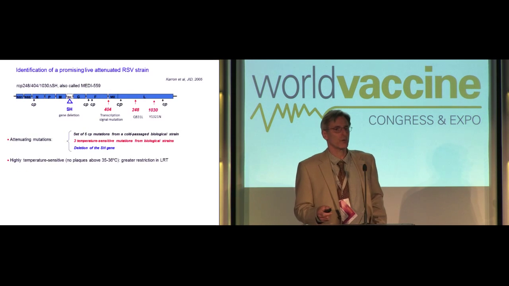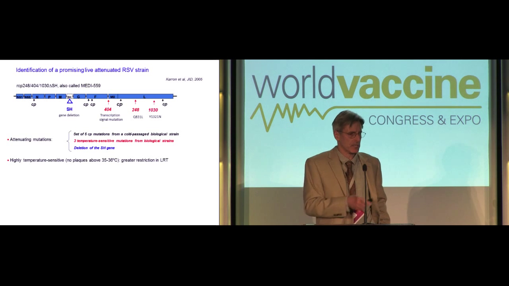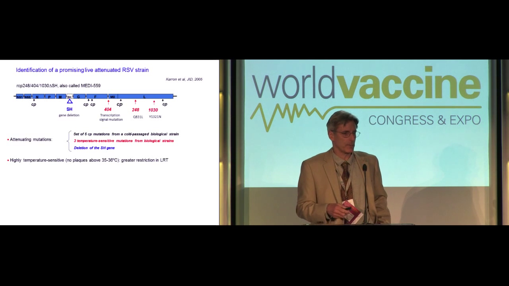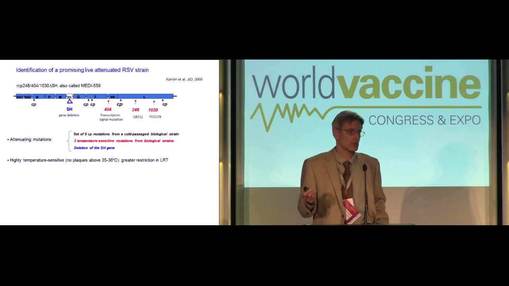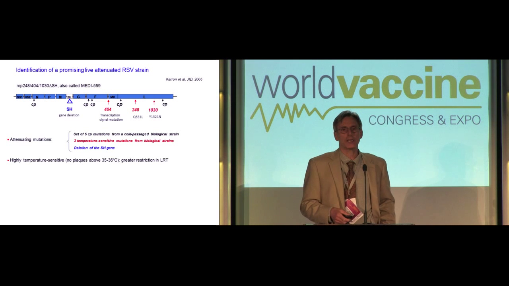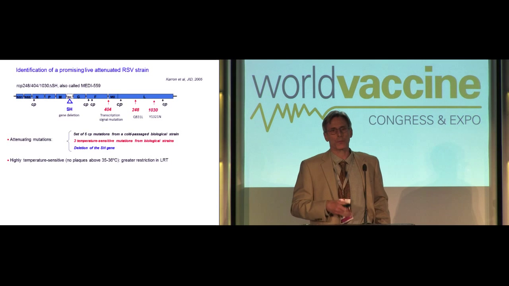A number of years ago, we reported on a promising live attenuated strain. It has a complicated name up there, but we also call it now MEDI-559, and has a series of mutations that I can't point to, but they include a number of point mutations collected from 4 different viruses, also deletion of this small gene called SH. And this produces a highly temperature-sensitive virus, and so it's a safety feature because it's restricted in the warmer, lower respiratory tract.